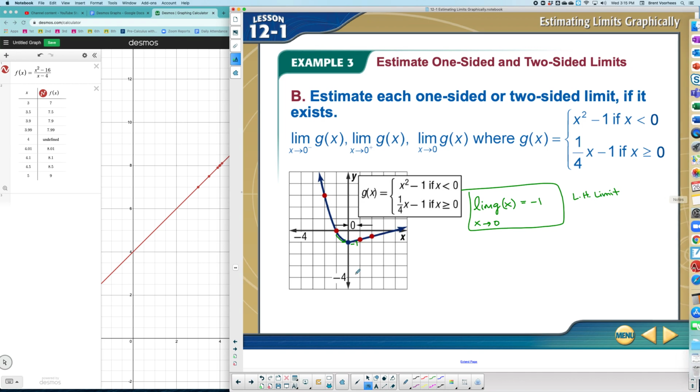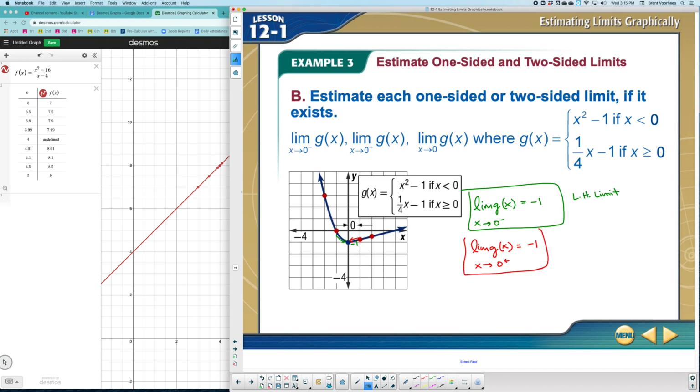Okay, now from the right side, it's approaching the same spot. So limit of g of x would also equal -1 as x approaches 0 from the right side. Ooh, I forgot to write the left side over there. Okay, this would be called the right-hand limit.